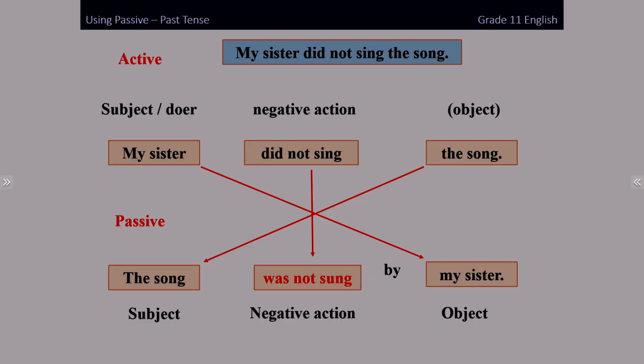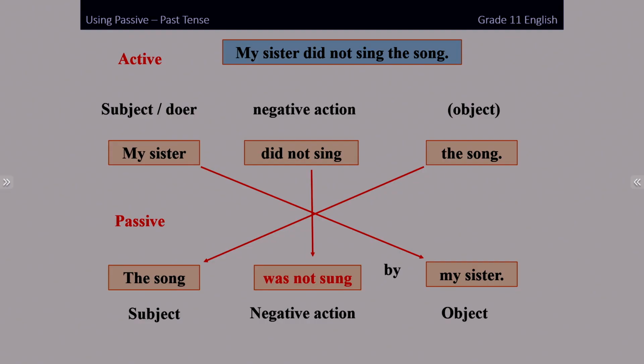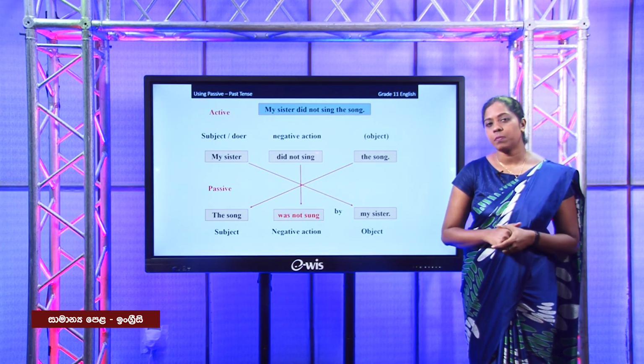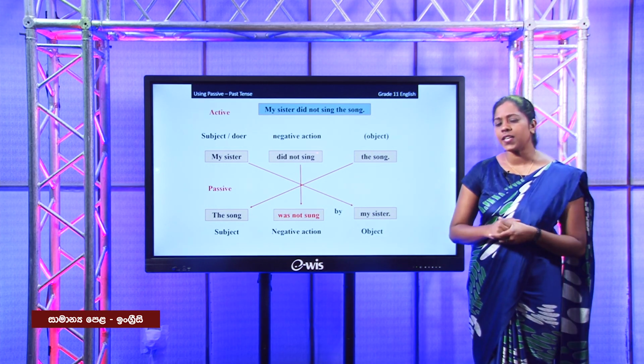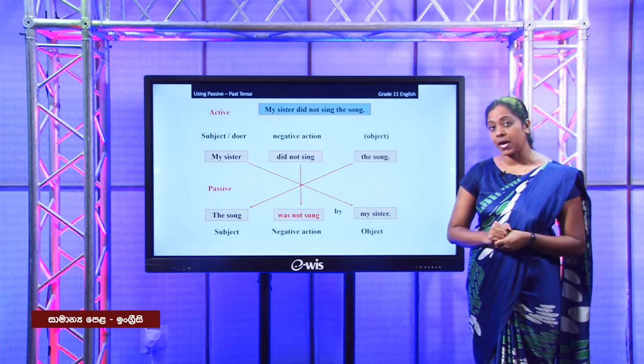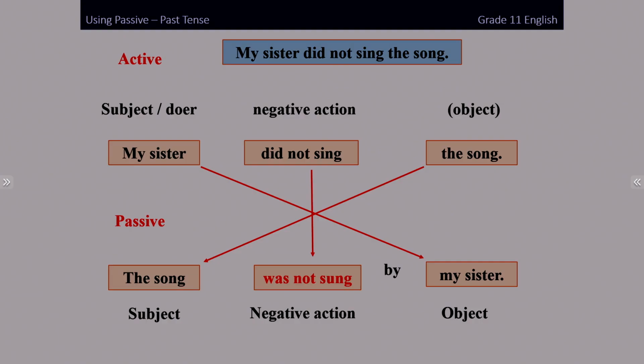Hope that is clear. Right, so all this time we have been discussing how to change an active statement into passive. And now I am going to move on to another section, that is, how to change a negative sentence into passive form. How do you identify a negative sentence usually? If it is past tense, we use the helping verb did along with not in order to negate the sentence. My sister did not sing the song.